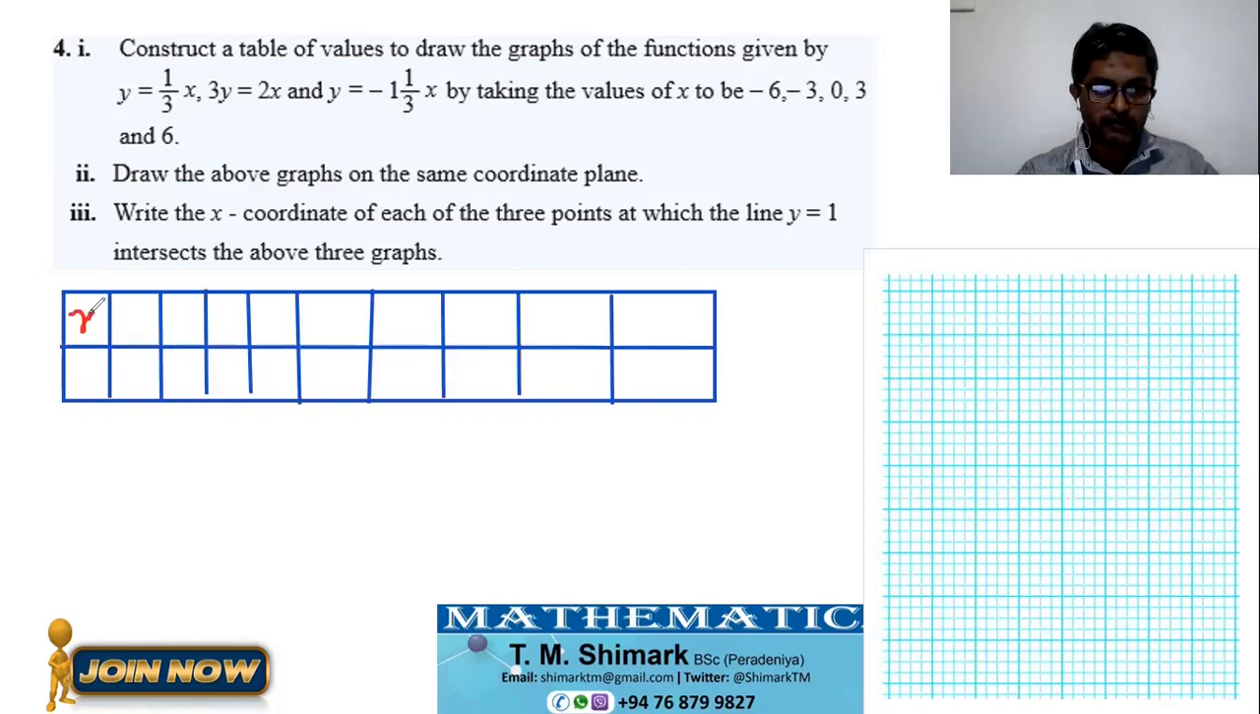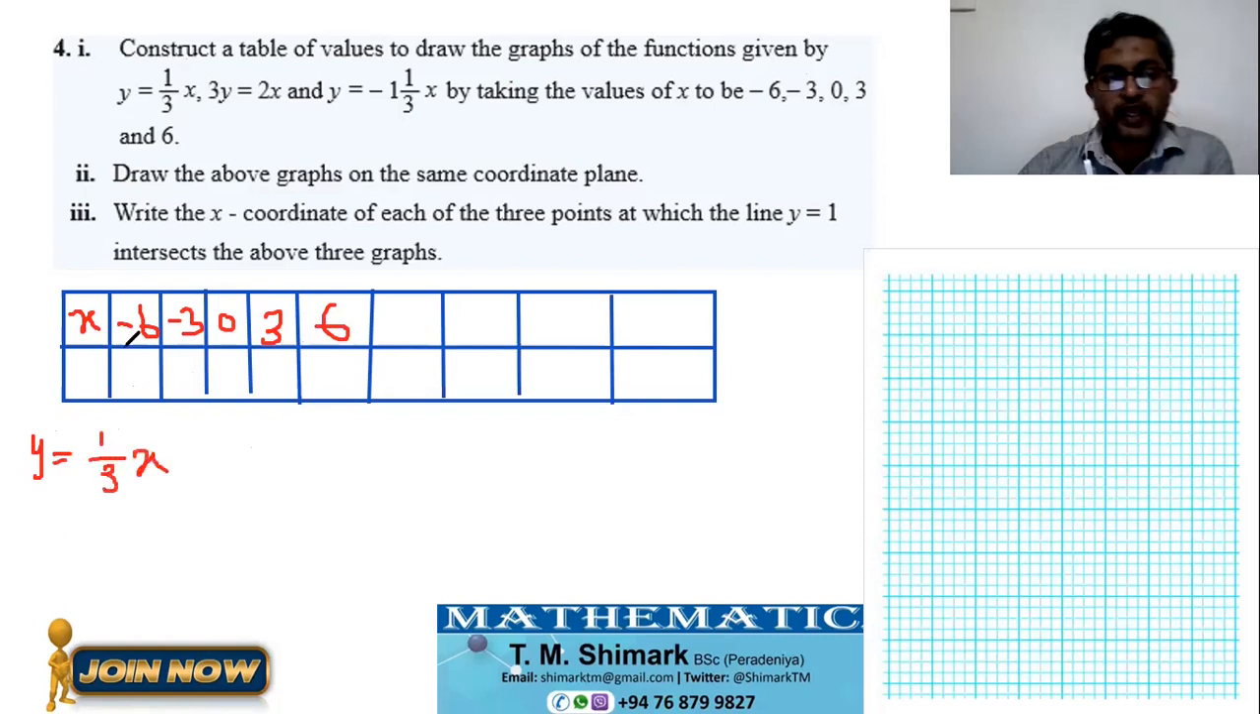The x values are going to be minus 6, minus 3, 0, 3 and 6, which they want us to put. They want us to draw this one: y equals 1 by 3 x. Now what do you have to do to find out the values for this particular graph for these values?